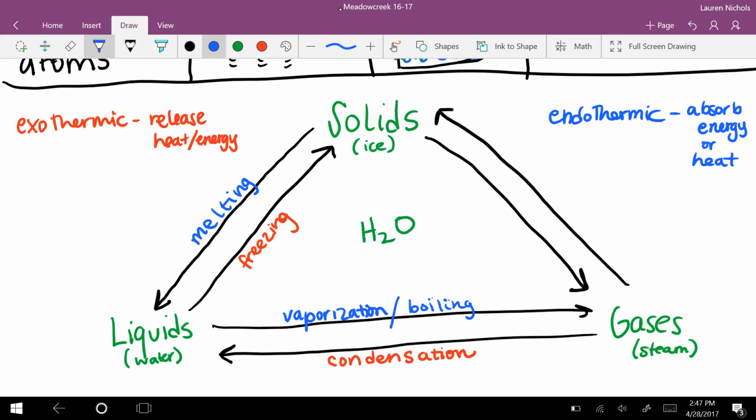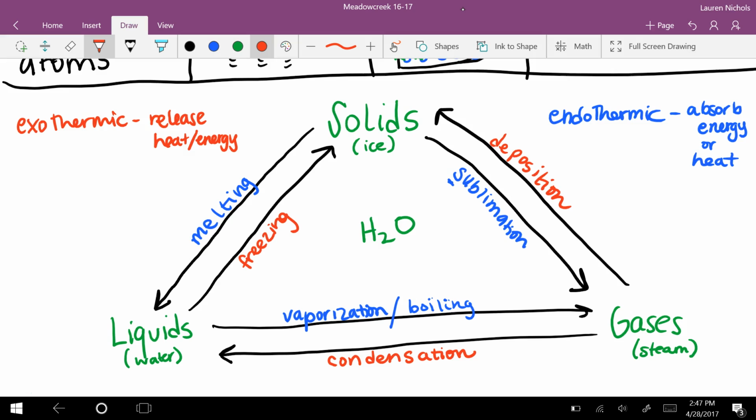Now, going from a solid to a gas is called sublimation, and I remember that those two go together because when I start at a solid, solid starts with S, and so does sublimation. We also see sublimation with dry ice. When you have dry ice, it goes straight into a gas form, which is why it's called dry. It skips the liquid phase. But the reverse of that is called deposition, and that is an exothermic reaction.